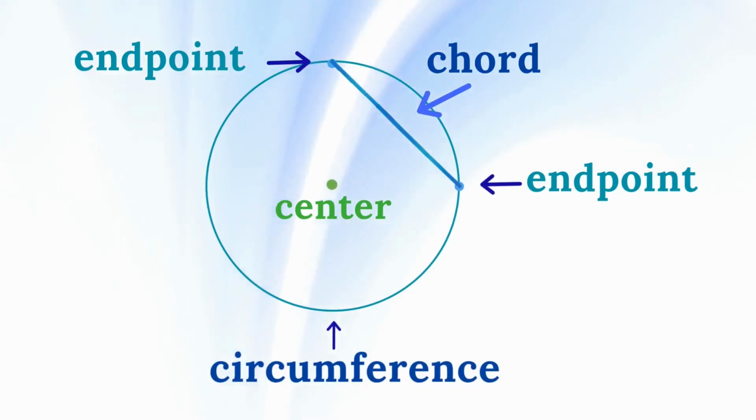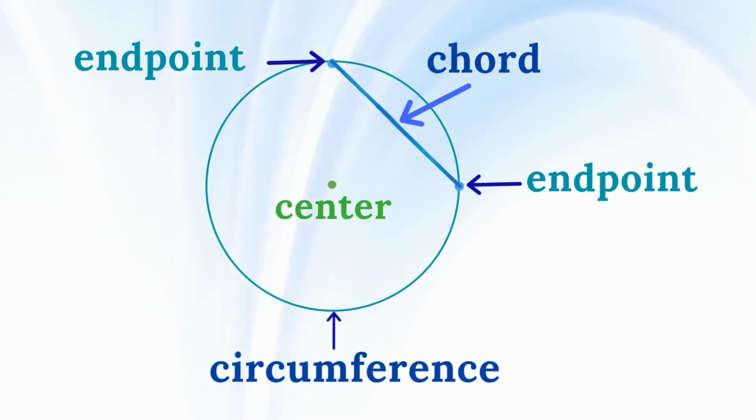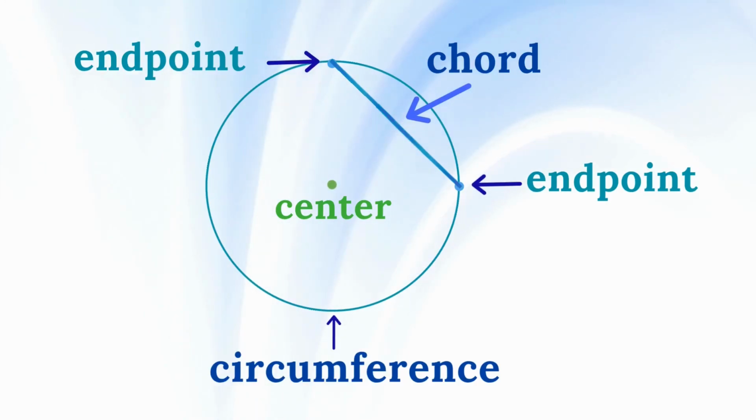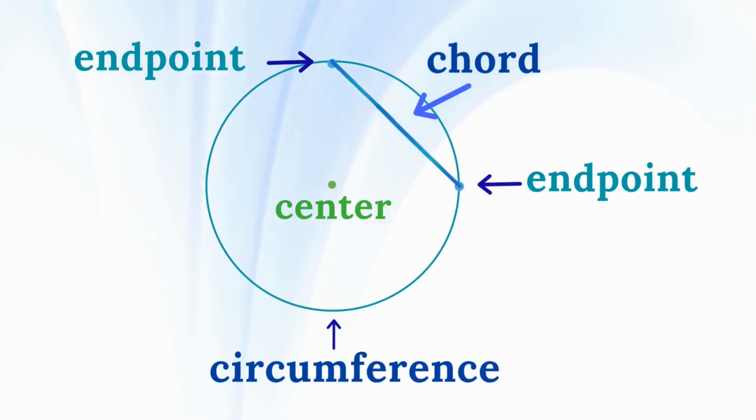A chord is a straight line segment that connects 2 points on the circumference. The diameter is a chord, but most chords do not go through the center. The circumference, or perimeter, is the total distance all the way around the circle. A circle has a curved edge called the circumference.